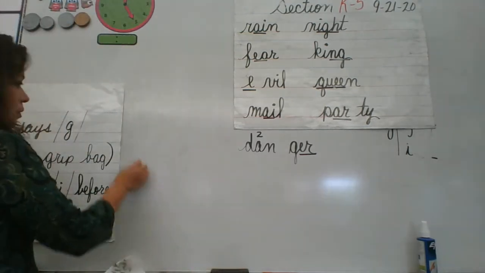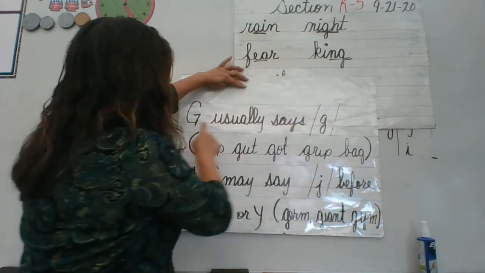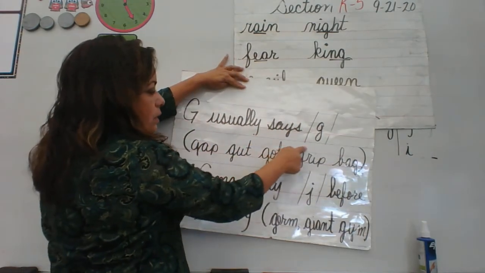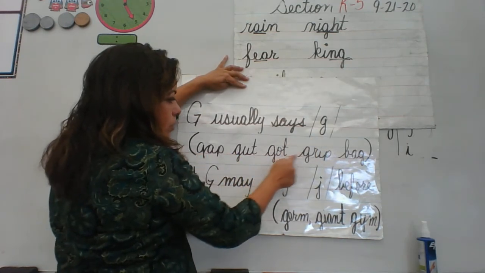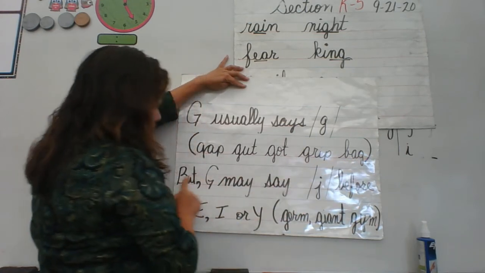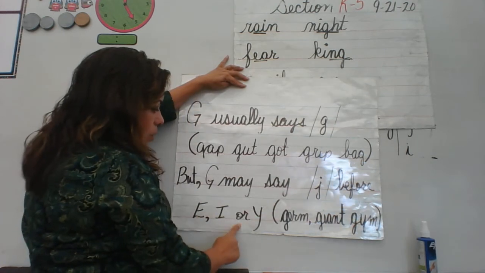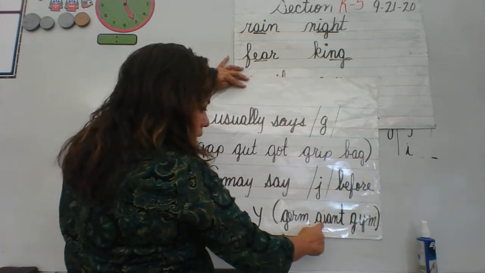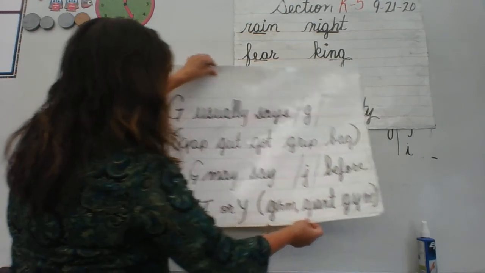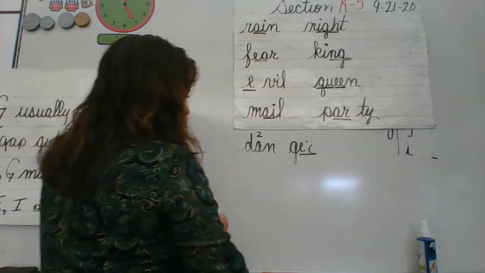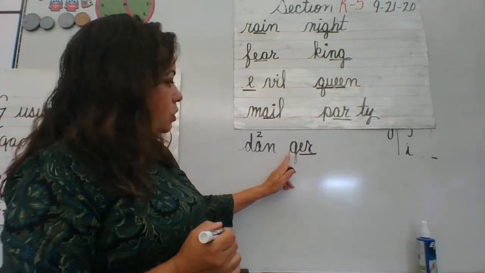Okay, so I'm going to show you my rule here. It's a long rule, so I wrote it down for you. It says G usually says g, like gap, gut, got, grip, bag. But G may say j if it comes before an E, I, or Y. See, there's an E, I, or Y, so it's germ, giant, gym. Okay, so does it come before E, I, or Y? Yes. It comes before an E, so it says j.